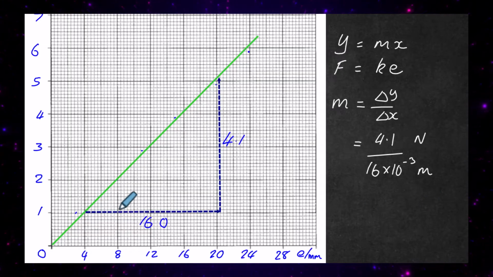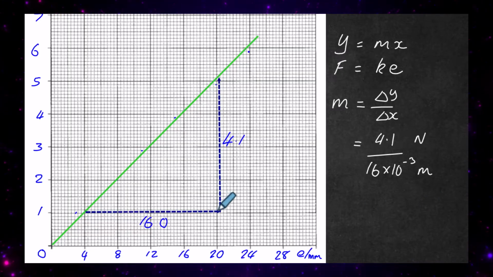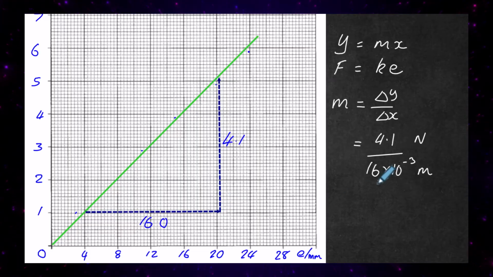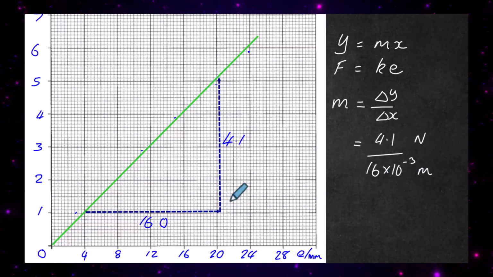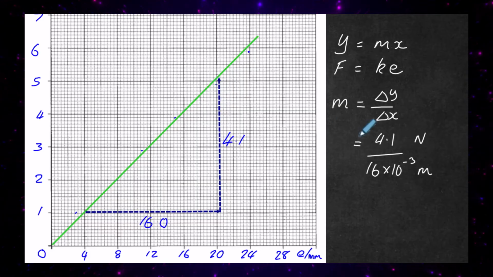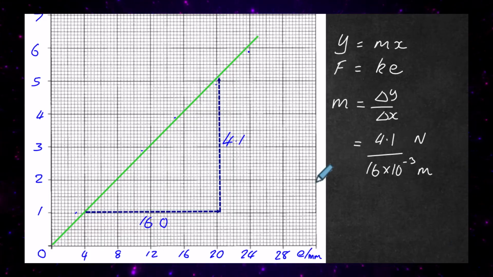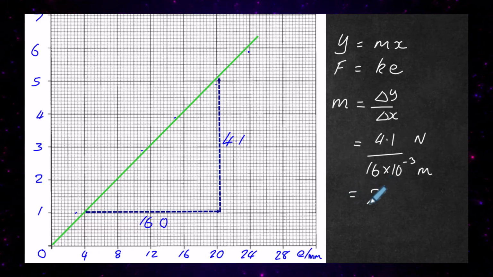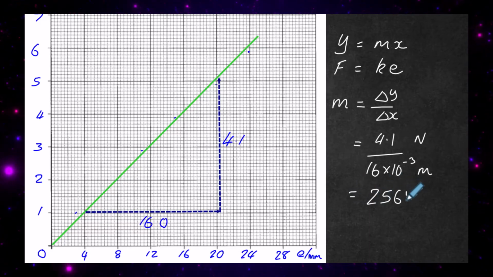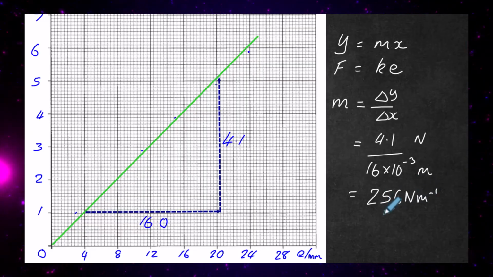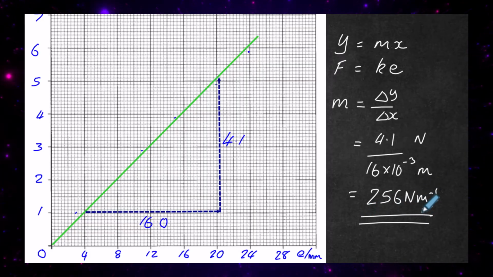So change in x-axis is 16. It's 16 millimetres. I've got to change it into metres. 16 times 10 minus 3 metres. And the change in the force is going to be 4.1, which is going to be newtons there. So if I work that out on my calculator, 4.1 divided by 16 times 10 to the minus 3, I'm going to get an answer of about 256 newton per metre. So spring constant, 256 newton per metre. And that's going to be the value of the spring constant.